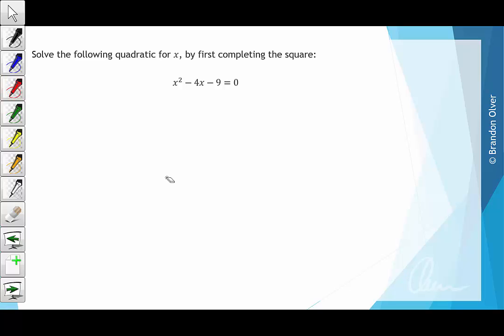In this video, we'll look at solving the quadratic x squared minus 4x minus 9 equals 0 by first completing the square. So when we're completing the square, we need to first check that the coefficient of x squared is 1. And in this video, it is. The next thing we do is we look at the coefficient of x.